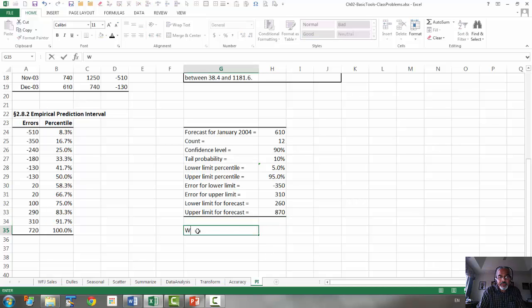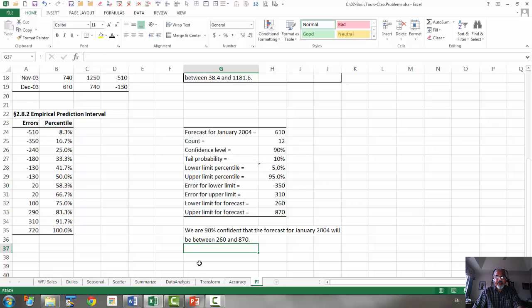So we can say we are 90% confident that the forecast for January 2004 will be between 260 and 870.